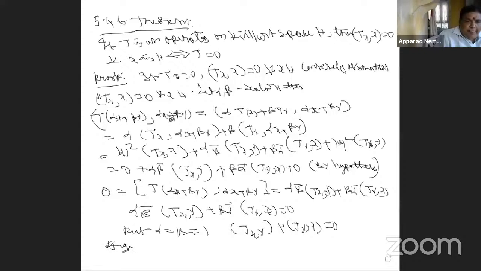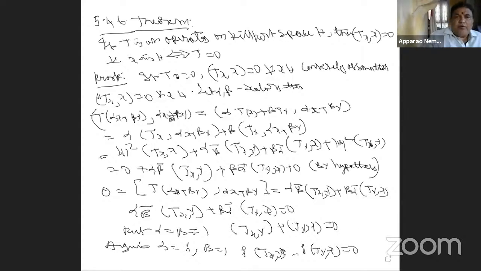Again put alpha equal to i, beta equal to 1. Then we obtain i into T of x comma y minus i into T of y comma x, that equal to 0.